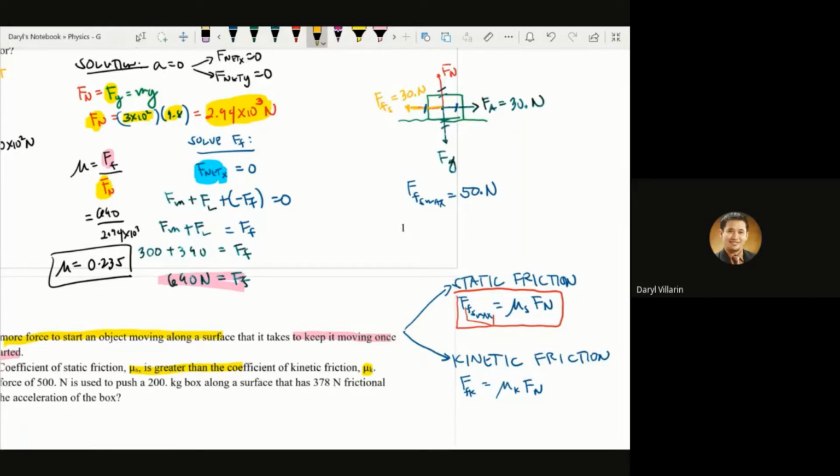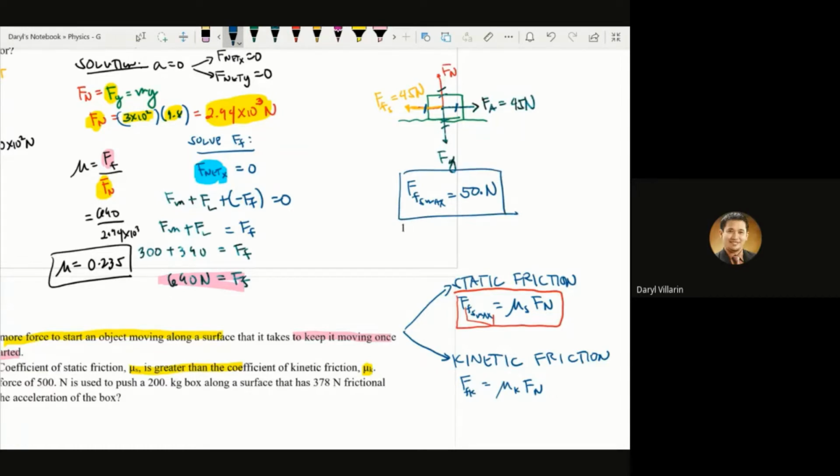So if I have another force being exerted there that is, let's say, 10 newtons, the static friction is also 10 newtons. If I change my force to 45 newtons to the right, my static friction also changes. So basically speaking, the value of the static friction is not fixed. Okay? It depends. The one that is fixed is just the maximum static friction.